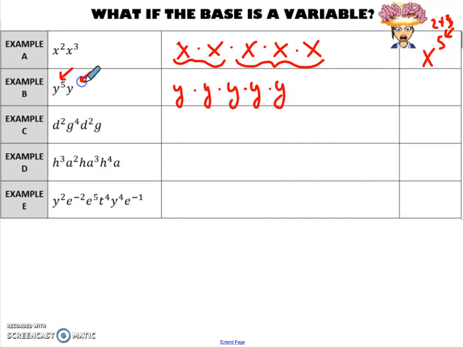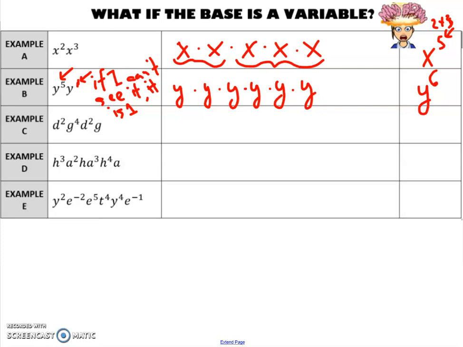And then this one, if I can't see the exponent, it exists. It's 1. You might want to tell yourself, if I can't see it, it is 1. So I need one more y here. How many times am I multiplying y by itself? There's 1, 2, 3, 4, 5, 6. So y to the sixth, which is 5 plus 1. Woohoo!